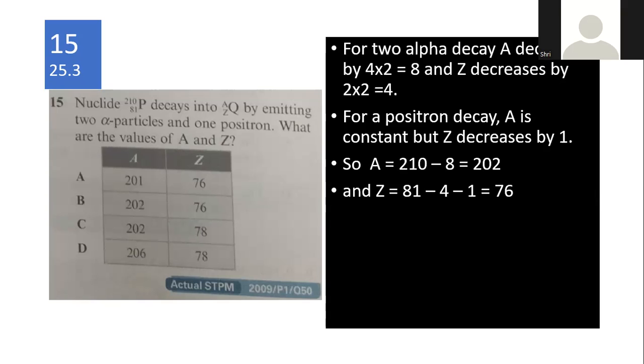Z, it starts with 81. So 81 minus 4, and now decrease by 1, gives 76. So B, okay.